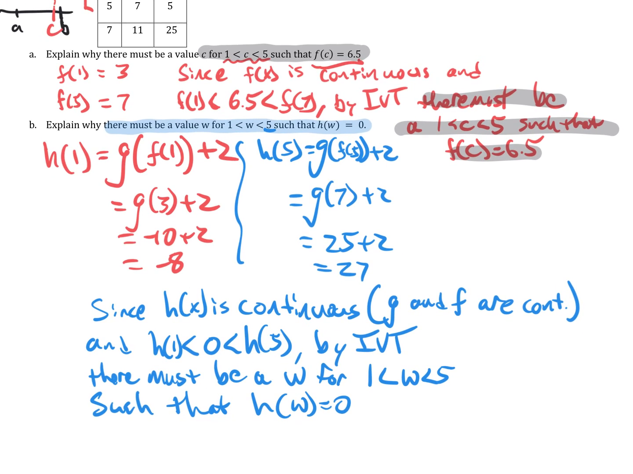Kind of a lot of verbiage there, but again, we are stating the requirements. It's continuous, and the 0 is between h of 1 and h of 5. And then this little bit here is coming from the statement up here.